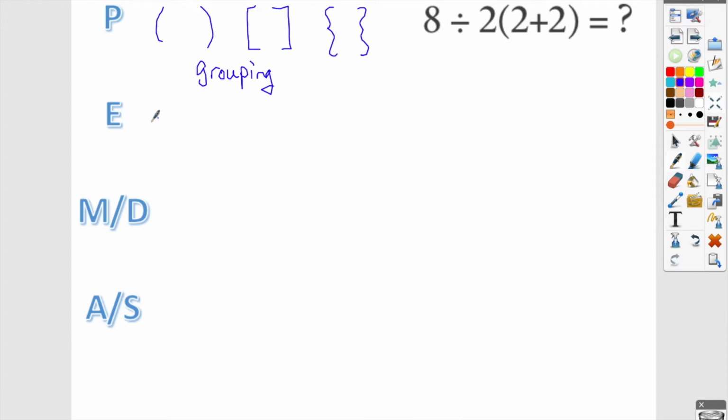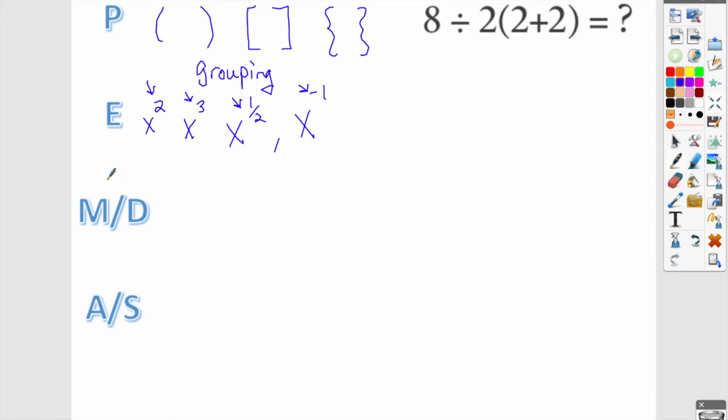Exponents. E stands for your exponent. So the x squared, your exponent will be the square. You have x cubed, that cube portion is the exponent. You can even have fractions as exponents. You can even have negative numbers as exponents. Either way, the exponents will always come next. Most likely, the exponents will be outside of parentheses as well.